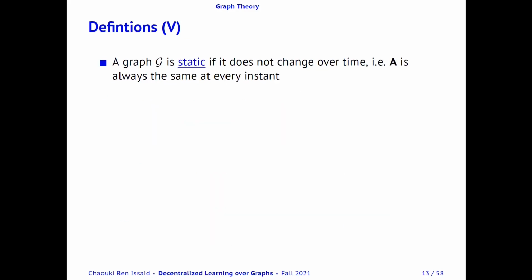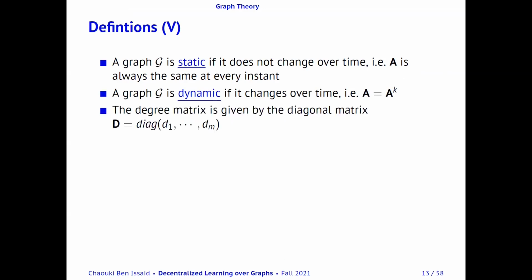A graph is static if it does not change over time. That is, the adjacency matrix A is always the same at any given instant. When A does change over time, then the graph is said to be dynamic. We define the degree matrix as the diagonal matrix D, whose entries are the degrees of each vertex. The graph Laplacian matrix is defined as the difference between this degree matrix and the adjacency matrix.